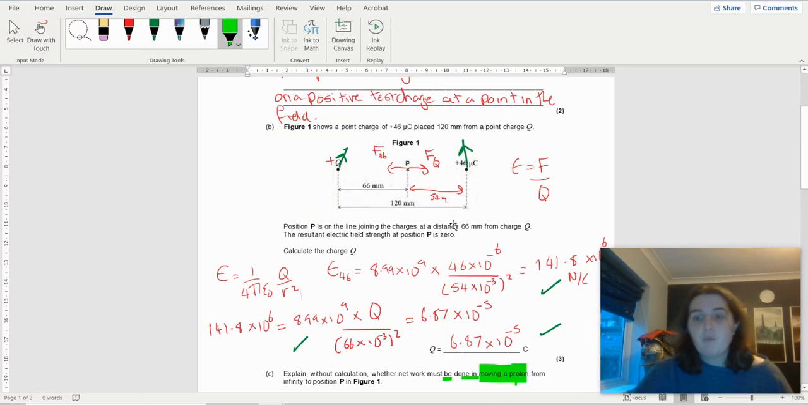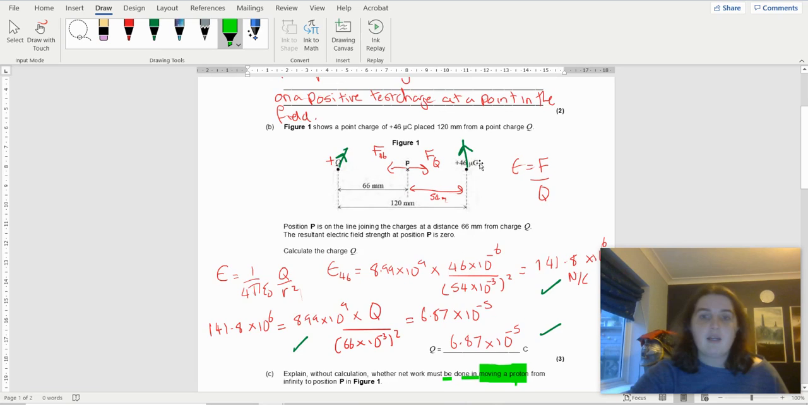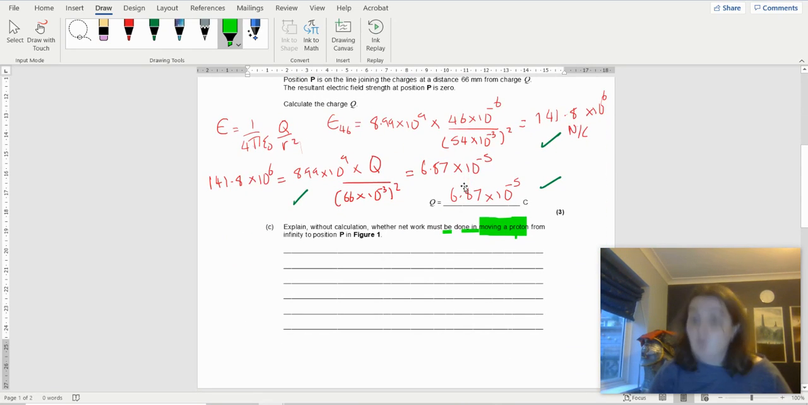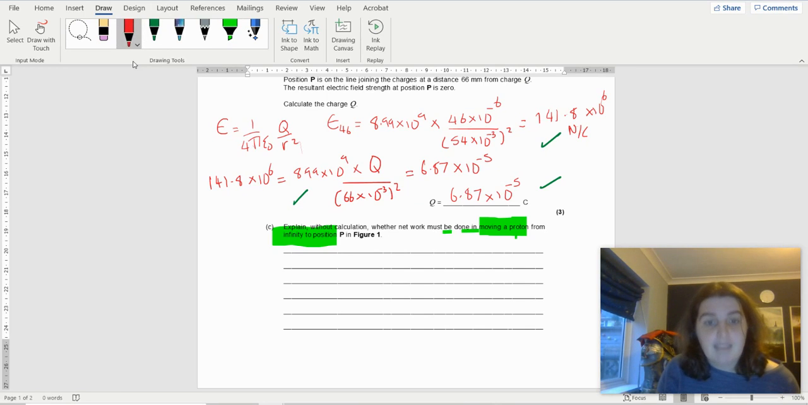So if I was taking it outside of the field and I was trying to place a proton there, would I have to do work? Would I have to actually do work to put a proton there? And the answer is yes, of course you would. Okay, this is where it's really cheeky because it says infinity to position. So what you're doing is you're taking that proton outside of the field and you're pushing it into that field. Okay, the answer is yes. Work must be done.